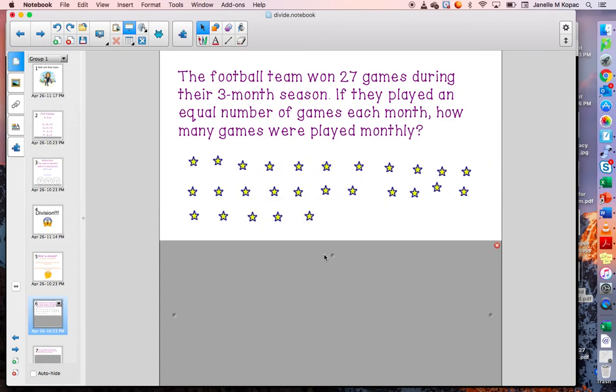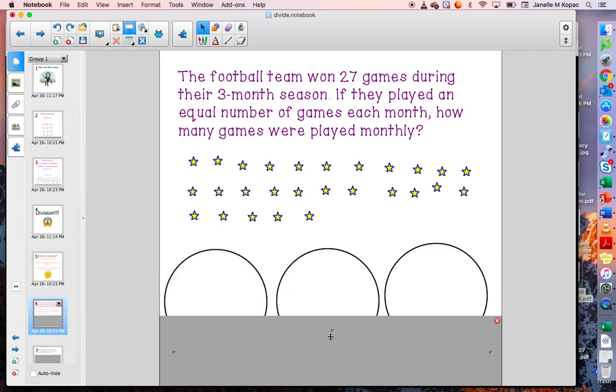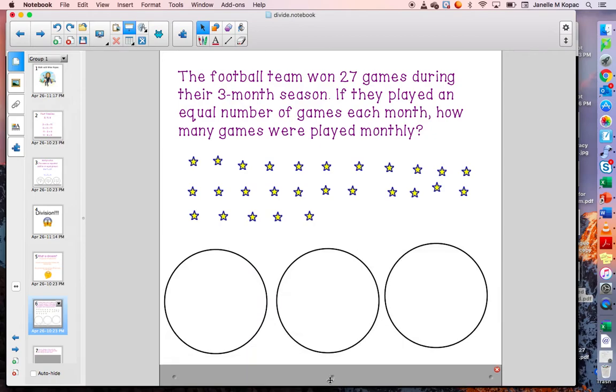So here I have 27 stars to represent the 27 games. If you don't have fancy little stars at home, you could use 27 of anything: 27 M&Ms, 27 Legos, 27 little bits of paper. And you could take those 27 items and split them into 3 equal groups. So I'm going to do that right now.